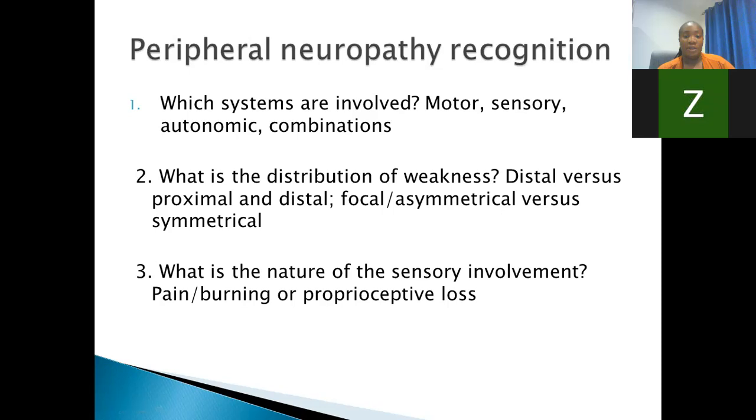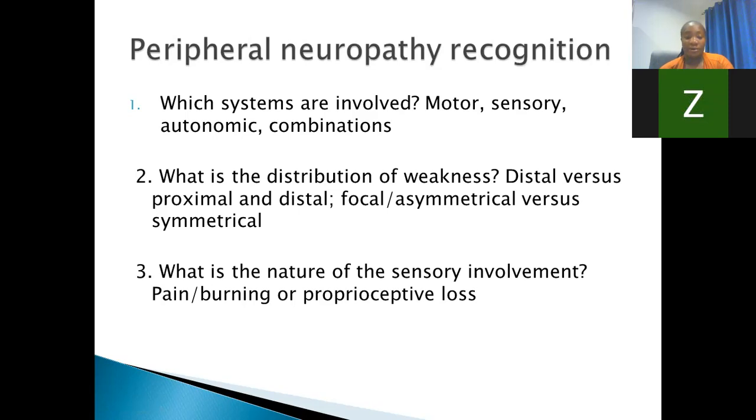So in summary, it's important that when you are approached with a patient that you suspect has a peripheral neuropathy, you would want to consider the following things to help you determine what type of peripheral neuropathy they have and what the possible etiology is. So when you are taking your history and you're examining, think about which system is involved. Is it motor, sensory, or autonomic, or are there combinations? And then what's the distribution of the weakness? Is it distal versus proximal? Is it proximal and distal?